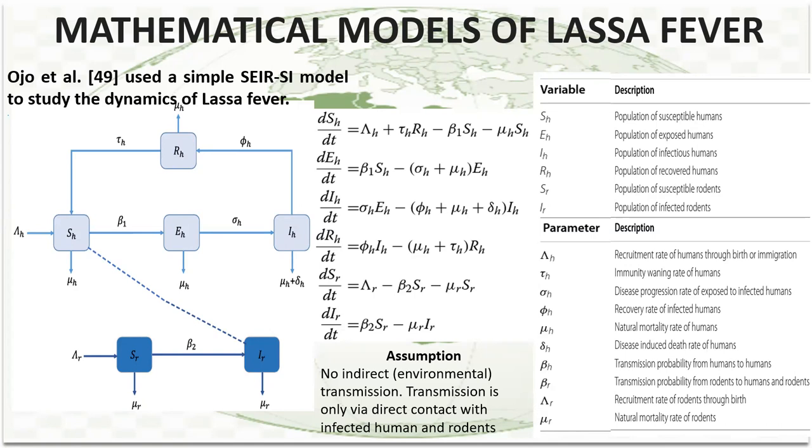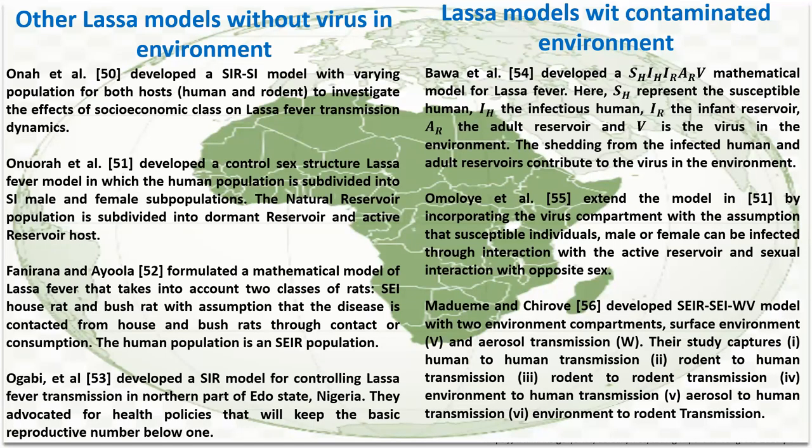So the assumption is that people can only get infected through direct contact with the rodent and the infected woman. They study this model and look at the stability of the system, and also the reproduction number of the model. Then there will be other models which consider the Lassa model with the environment.